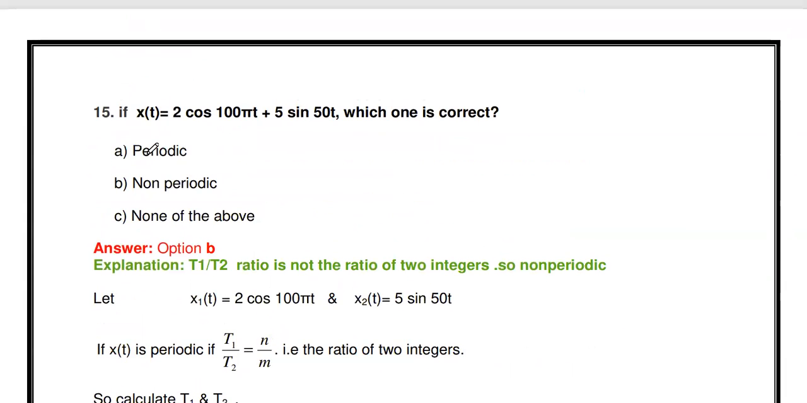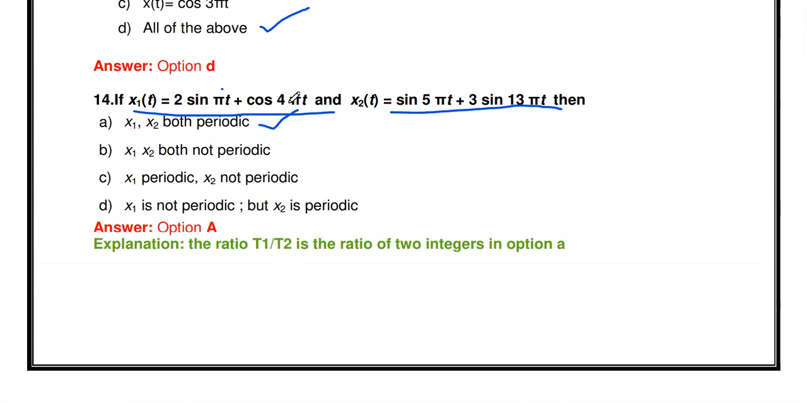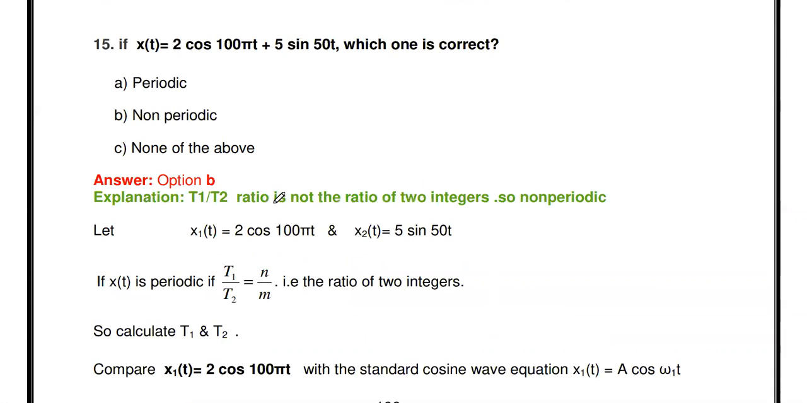Then the next part: if x of t equals 2 cos 100 pi t plus 5 sin 50 t, which one is correct? Periodic, non-periodic, none of the above? So that is a previous problem also. This one, you see, is the addition of one cosine waveform and one sine waveform. In the first cosine waveform, there is a pi term. In the second, the pi term is not there. So we can say that it is a non-periodic signal.